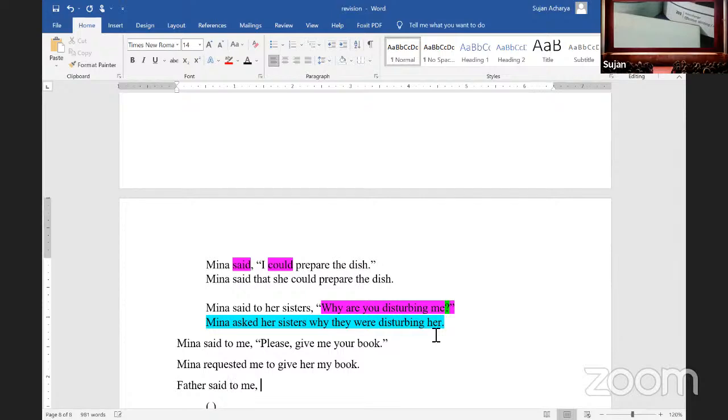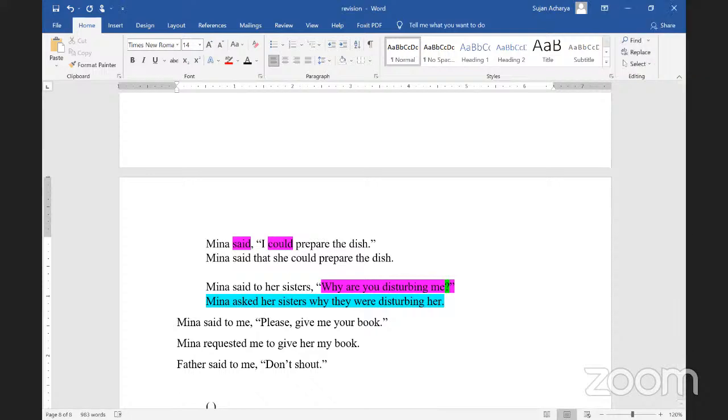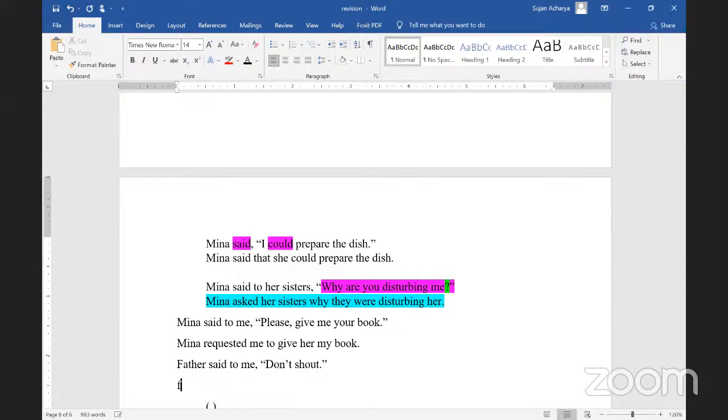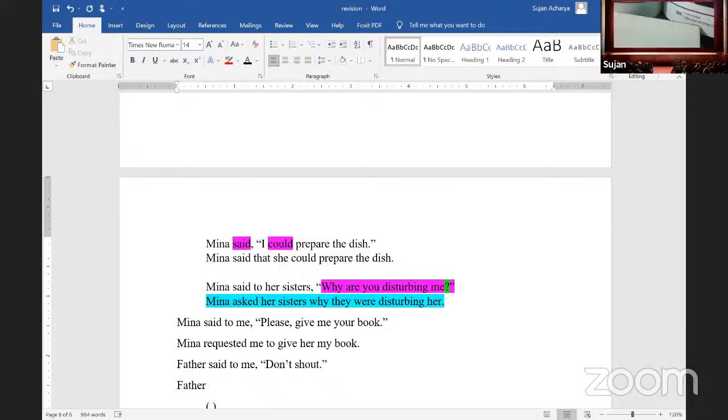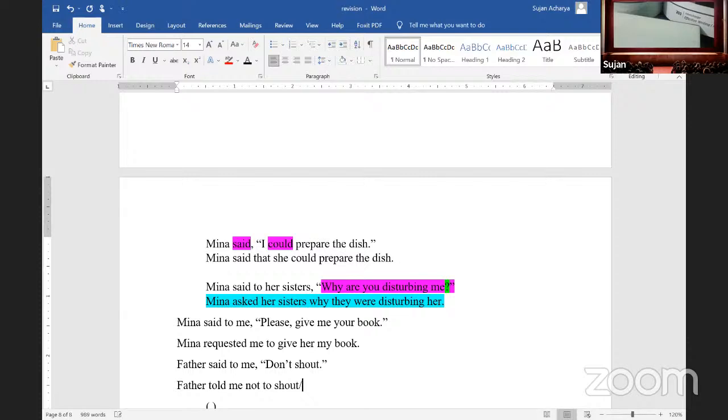Father said to me, don't shout. Answer. Father forbade me from shouting. Okay. The order. Father forbade me from shouting, or father told me not to shout. Father told me not to shout, or father forbade me to shout, or father forbade me from shouting.